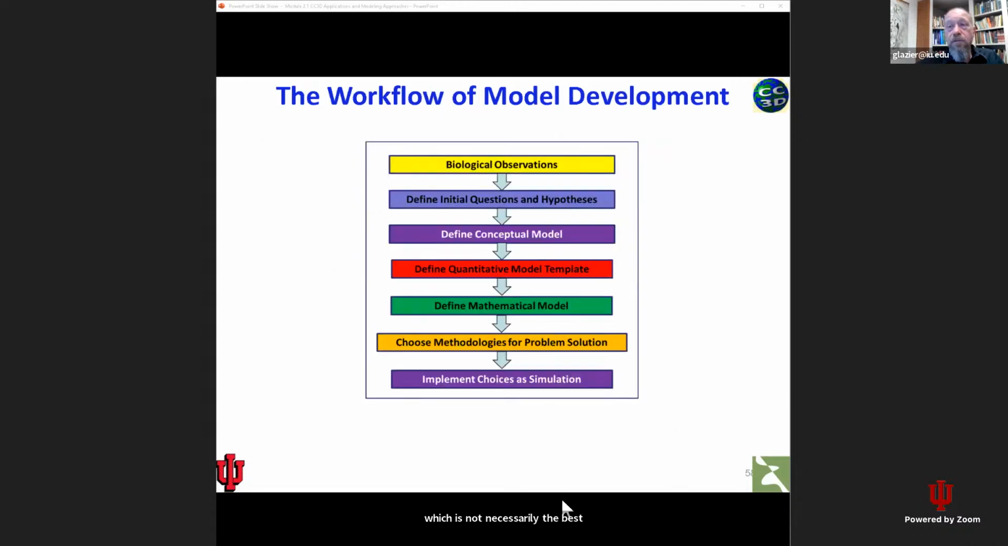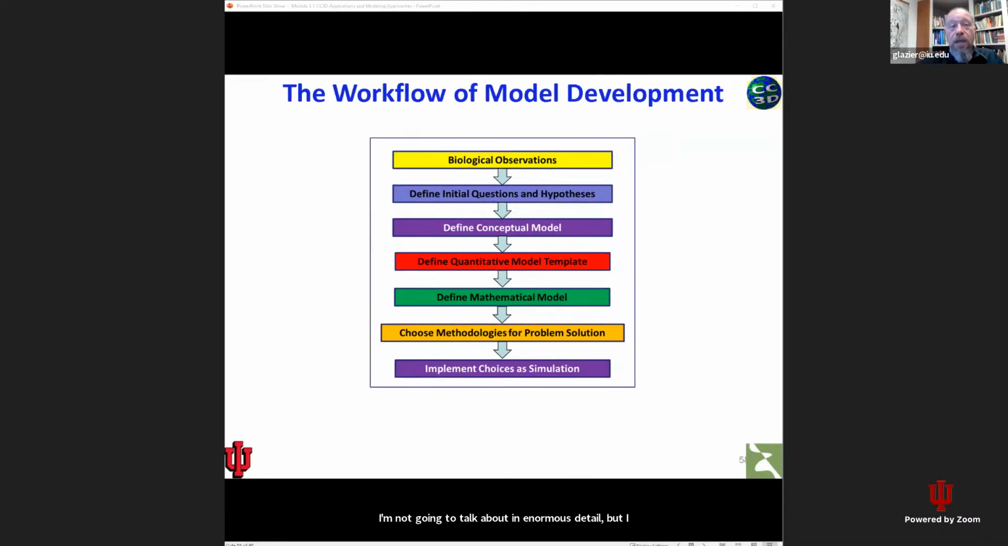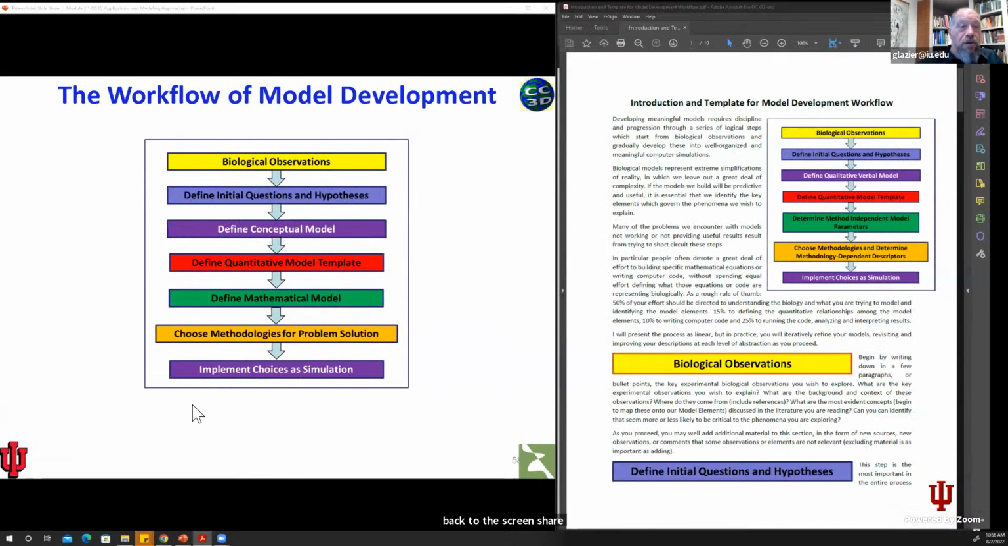So there's a classic workflow of model development, which I'm not going to talk about in enormous detail, but I think is worth outlining a little bit. And I'll come back to the screen share. There's an always unfinished document that we sent out called Introduction and Template for Model Development Workflow that will walk you through these steps in a little bit more detail. So I'm going to go through this very quickly now, but if you want to go into more detail, we sent around by email a paper which you can look at on this topic.